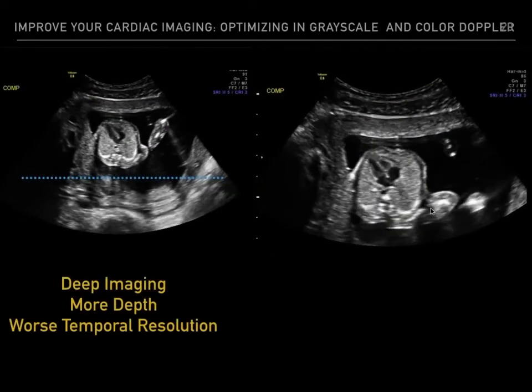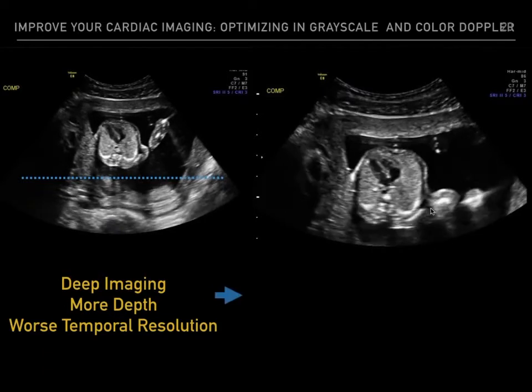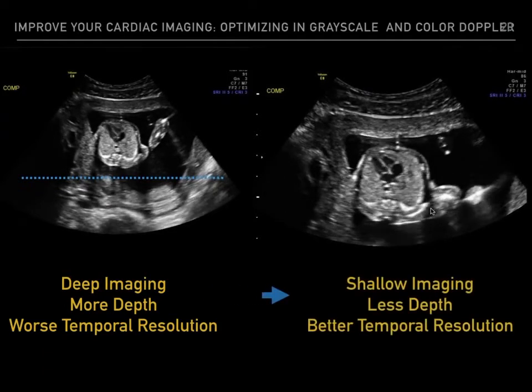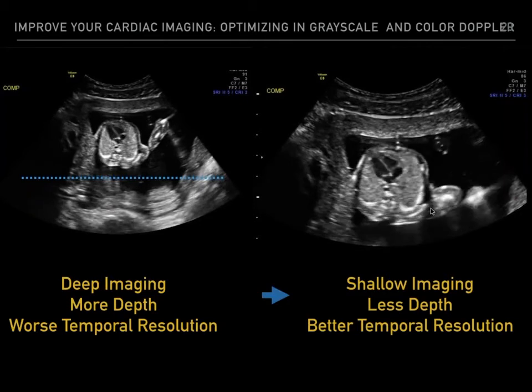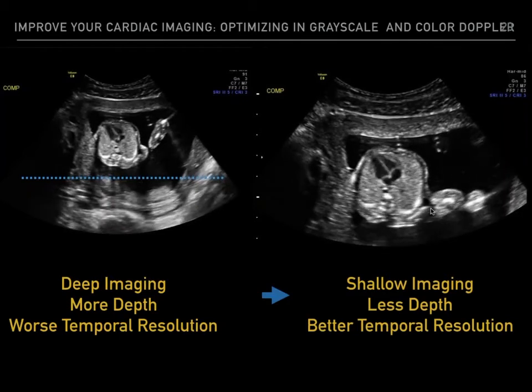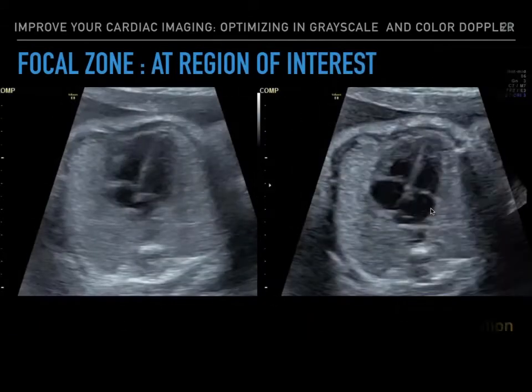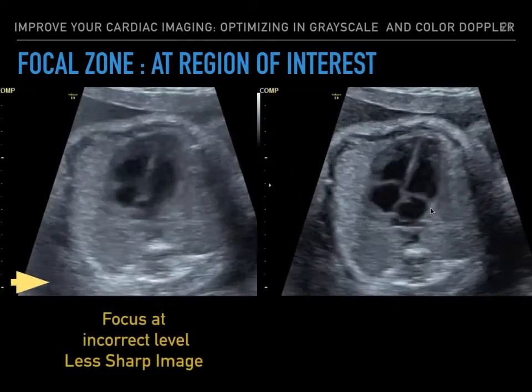So you're coming from an image of deep imaging, more depth, worse temporal resolution, to an improved image of shallow imaging, less depth, better temporal resolution. Now let's go ahead and just focus on the focal zone.